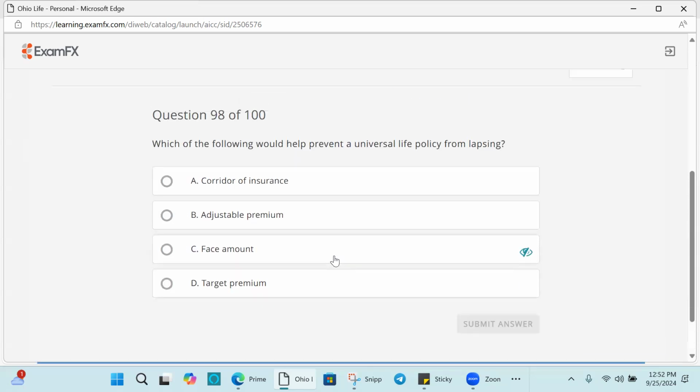Which of the following would help prevent a universal life policy from lapsing? Of course, it's not face amount. Of course, it's not target premium. Corridor. What do you mean, of course, it's not target premium? I know. Okay, so let me explain.